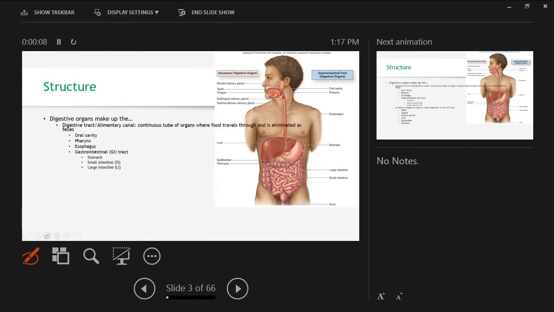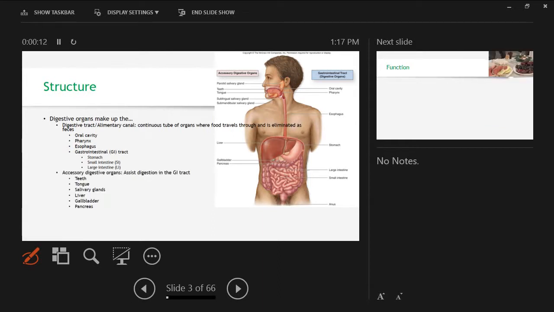You guys should know this, so I don't want to go over it. But the main thing is that there are two main categories of the different organs. One is the alimentary canal. The alimentary canal is a continuous tube from your oral cavity all the way to your anus. And the accessory digestive organs will end up helping with the digestion of the food.